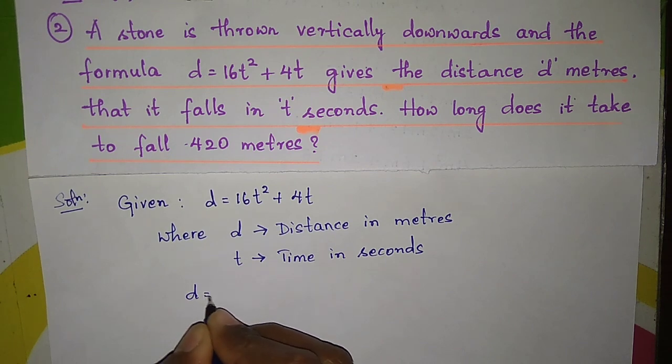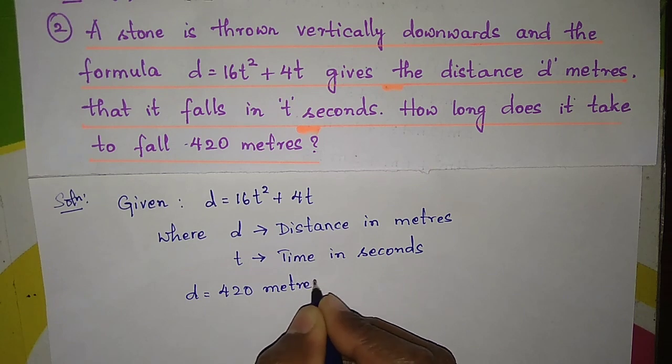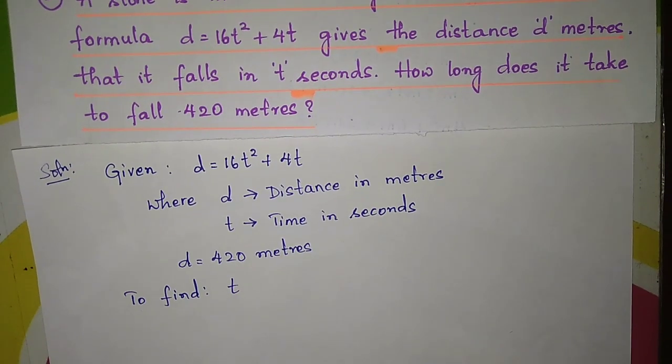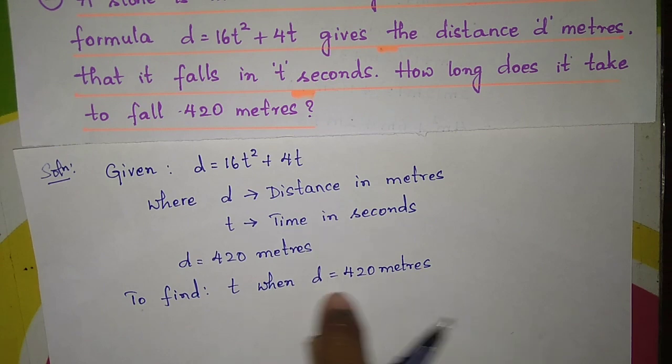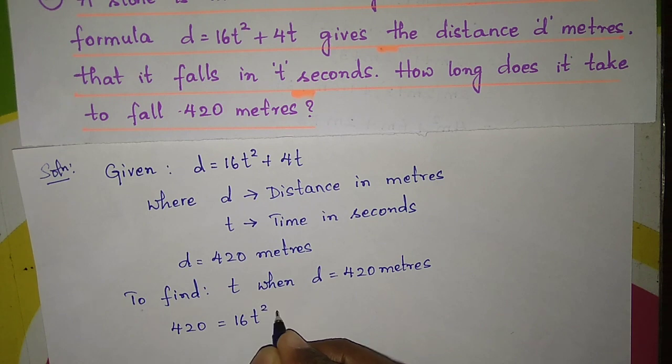So d is 420 meters. This is given in the problem. We have to find t to cover this distance, that is t when d is equal to 420 meters. So substitute this d in the given formula. Then the given formula is going to be 420 is equal to 16t square plus 4t.